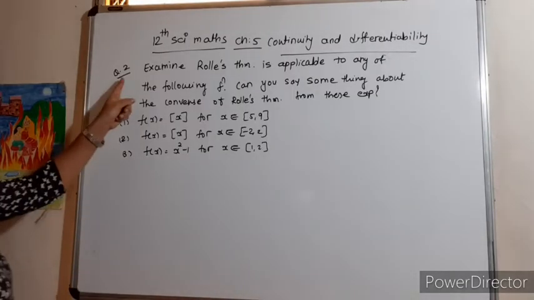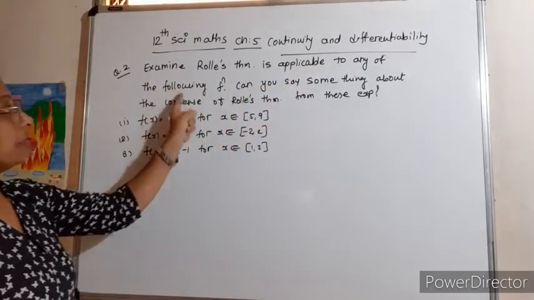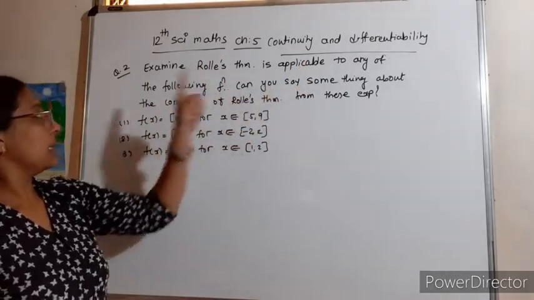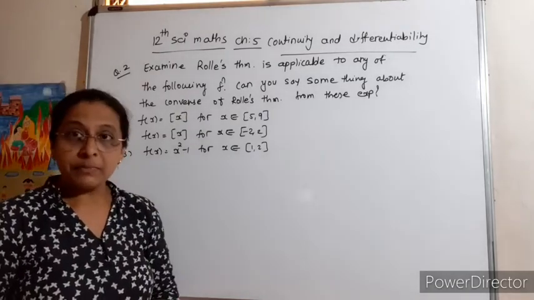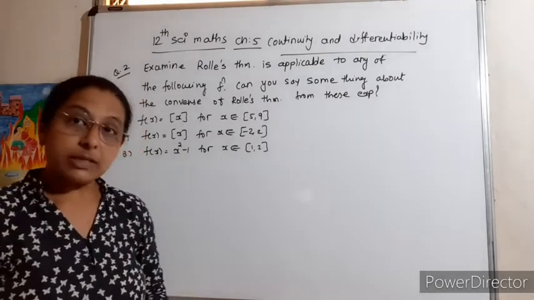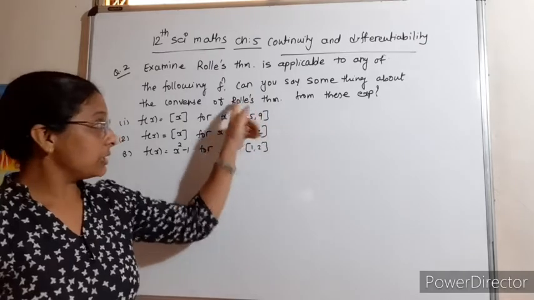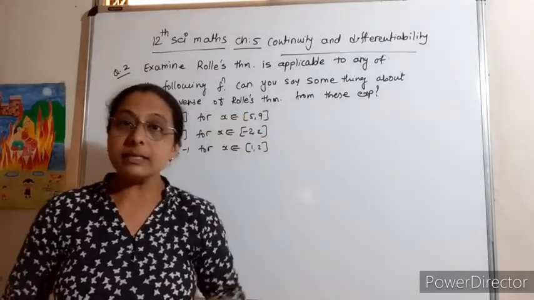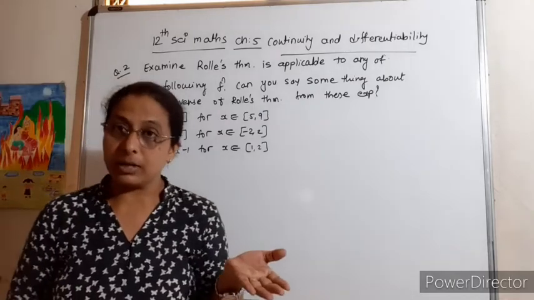Okay. Now this question 2. Examine whether Rolle's theorem is applicable to any of the following functions. Can you say something about the converse of Rolle's theorem for this example? Converse of Rolle's theorem means that if f dash c is equal to 0, then there exists c belonging to this open interval with f dash c equal to 0. Then it is a continuous and differentiable function.